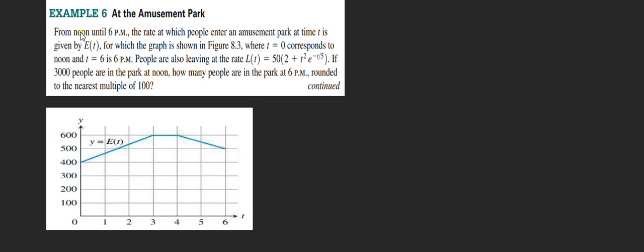Now let's take a look at this example. From noon until 6 p.m., the rate at which people enter an amusement park at time t is given by E of t, which is this graph right here. So this represents the rate at which people enter the park. To find the total number of people that enter the park from 0 to 6, where t equals 0 represents noon and t equals 6 is 6 p.m., you need to find the integral from 0 to 6 of E of t dt.